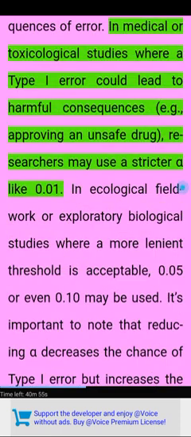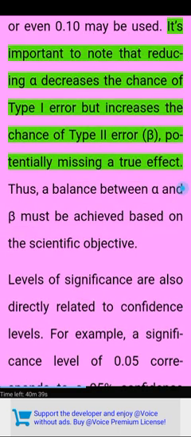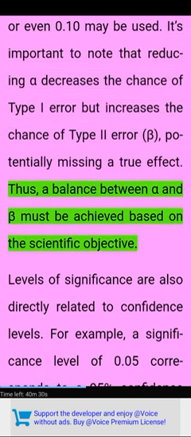In medical or toxicological studies where a type 1 error could lead to harmful consequences, e.g., approving an unsafe drug, researchers may use a stricter alpha like 0.01. In ecological fieldwork or exploratory biological studies where a more lenient threshold is acceptable, 0.05 or even 0.10 may be used. It's important to note that reducing alpha decreases the chance of type 1 error but increases the chance of type 2 error, beta, potentially missing a true effect. Thus, a balance between alpha and beta must be achieved based on the scientific objective.